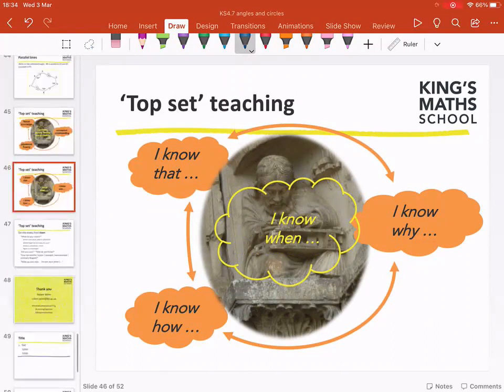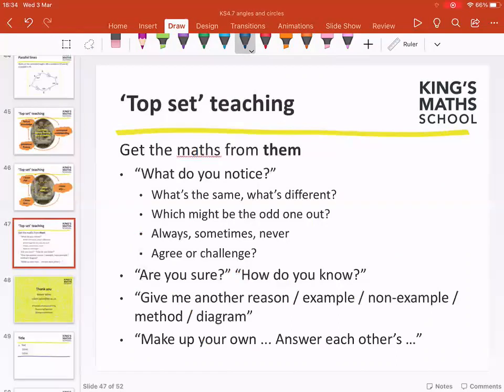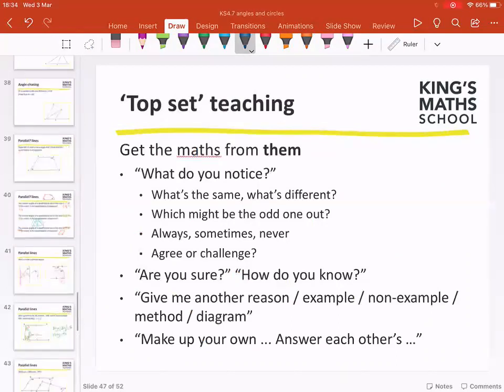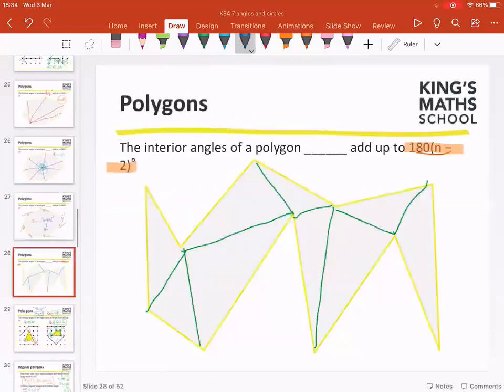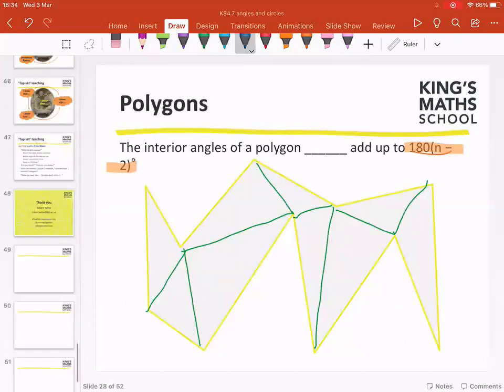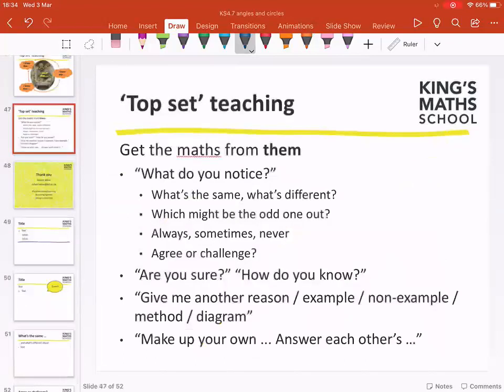So I've said this lots of times before: get the maths from them. Are you sure? How do you know? Give me another reason. Well, we just did that a moment ago, didn't we? We had the three polygons. Give me another proof. Are you sure? So I think of all the topics we've done, probably this best exemplifies get the maths from them. Are you sure? How do you know? Make up your own. Come up with your own examples. Give me another and another and another.